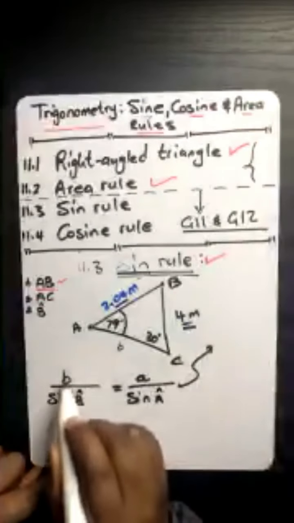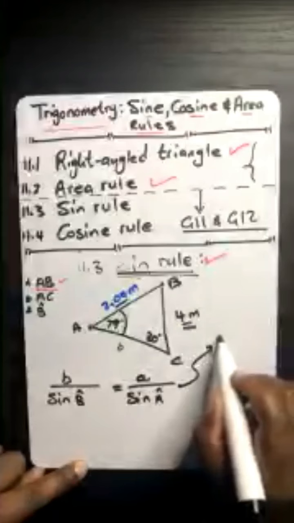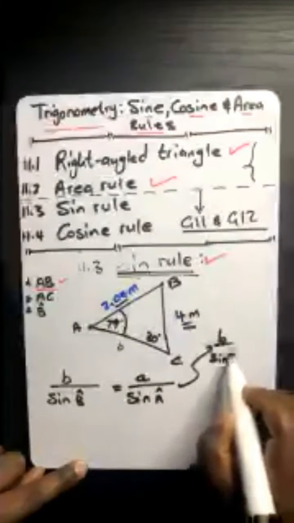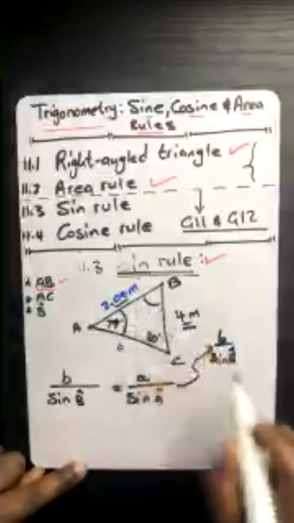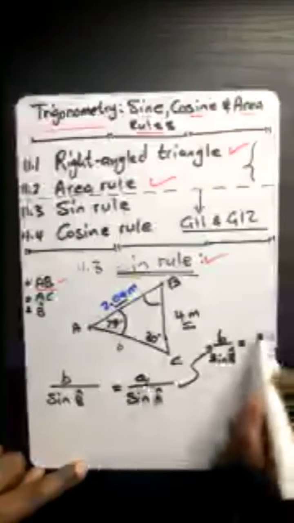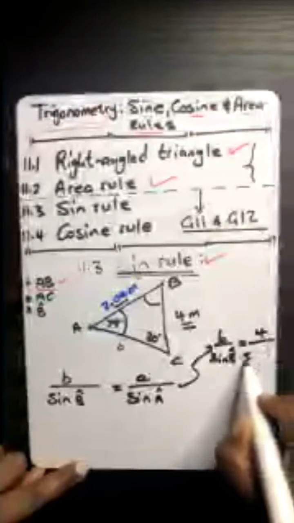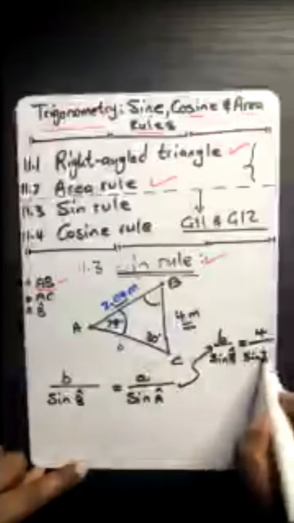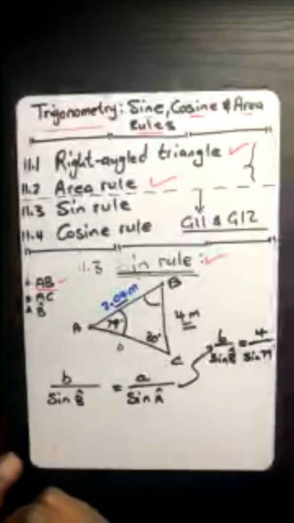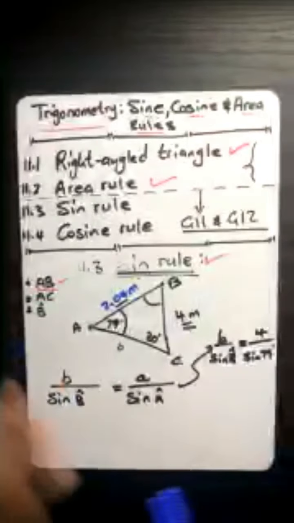Let's substitute. What is B? B is what we are trying to calculate, over what is angle B. Angle B, we don't know as yet, but we can calculate. This is going to be equals to what is A? A is 4 over sine of 79 degrees.